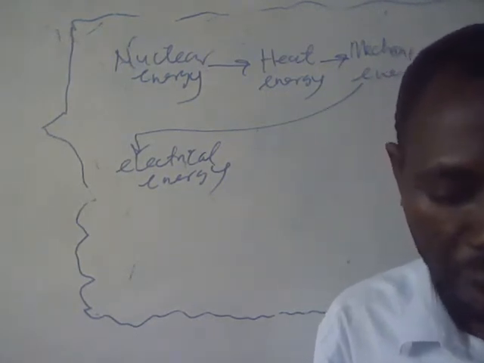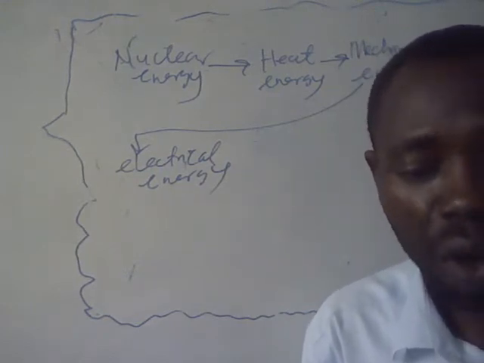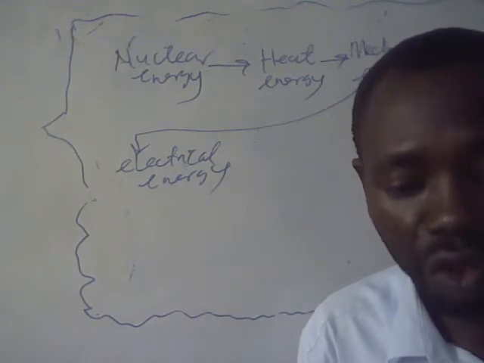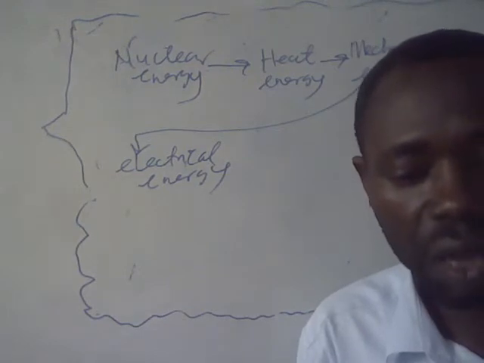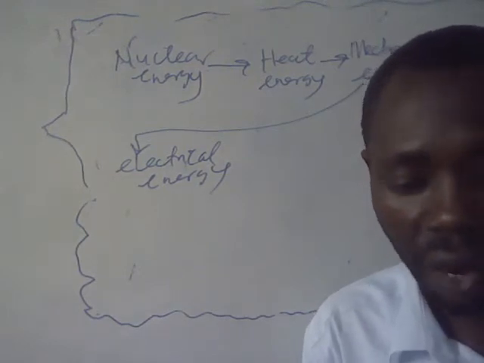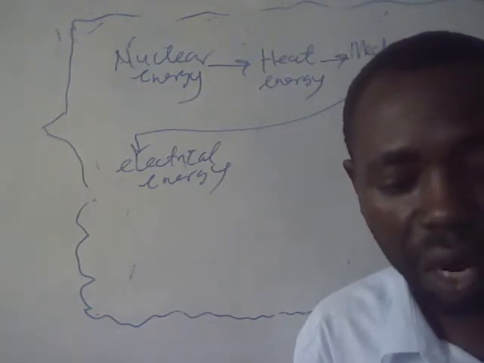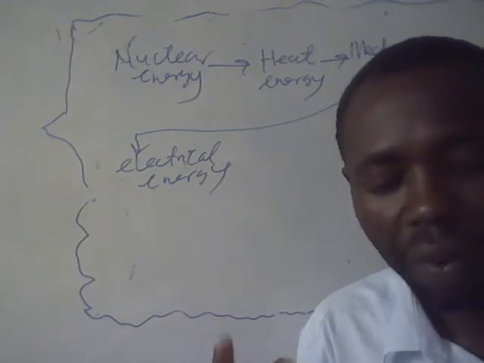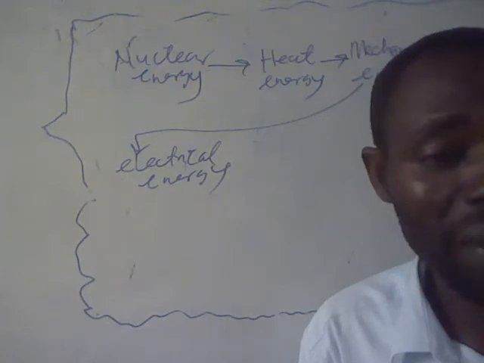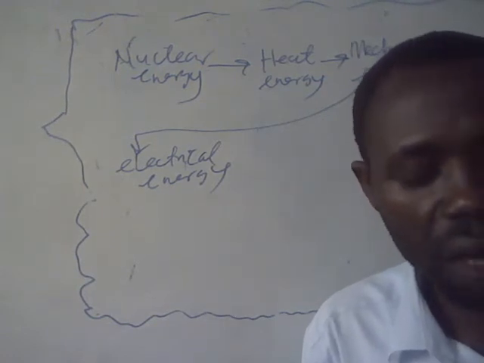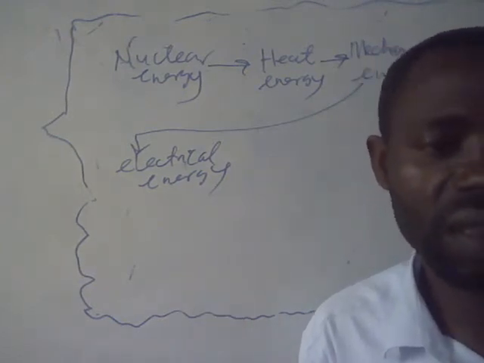So now, where are the options? It says which of the following energy conversions takes place when a nuclear reactor is used for generating electricity? Option A, heat to nuclear to electricity. That's wrong, we are not starting from heat. Option B, heat to mechanical to nuclear to electricity, is wrong. Option C, mechanical to heat to electricity. No, don't start from mechanical. Option D, nuclear to heat to mechanical to electricity. That's the correct answer.